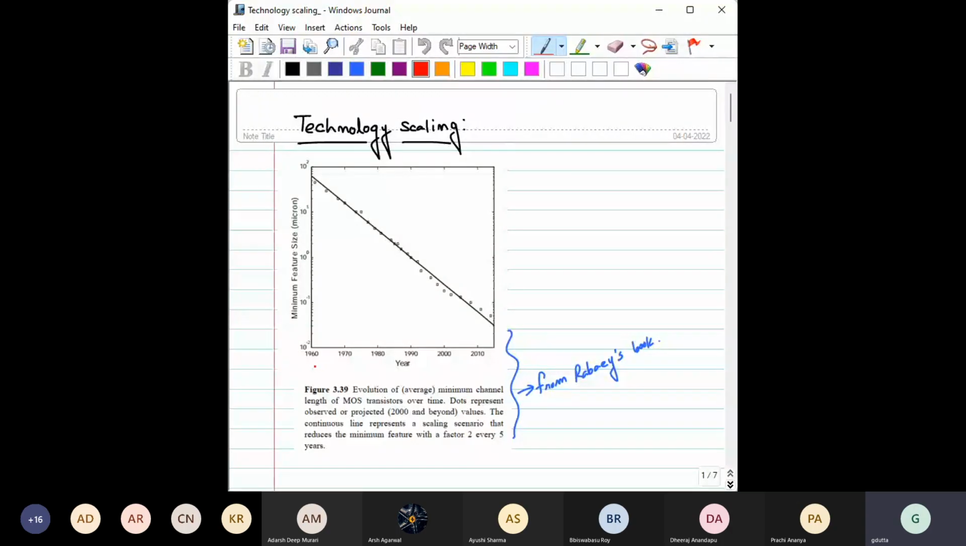Like from the 1960s, actually the transistor was invented in 1947, right? But for commercial application, say starting from 1960 till maybe around 2015, this graph shows the minimum feature size. Minimum feature size means earlier it used to be the gate length. Please note that this is in log scale. So minimum feature size in microns: this is hundreds of microns, this is tens of microns, this is 1 micron, and this is below micron, the submicron region, right?